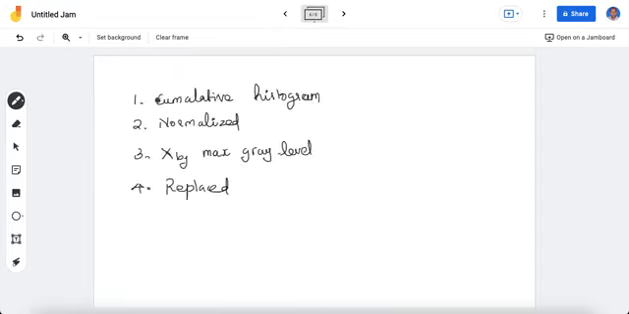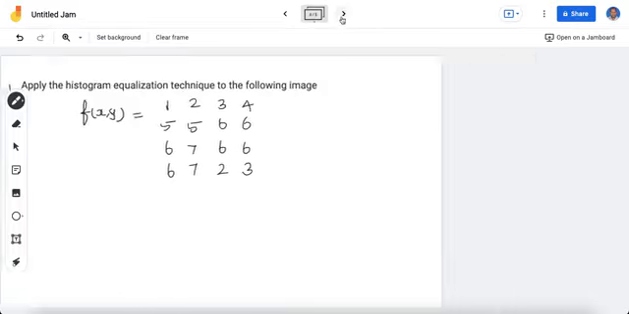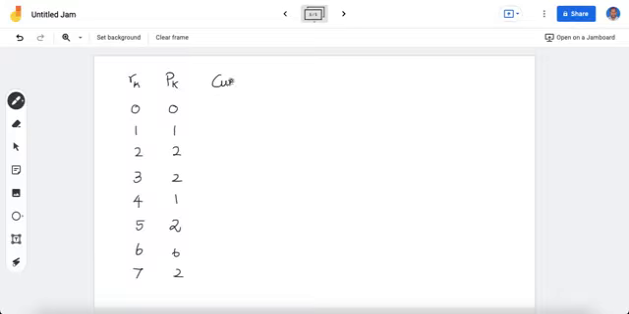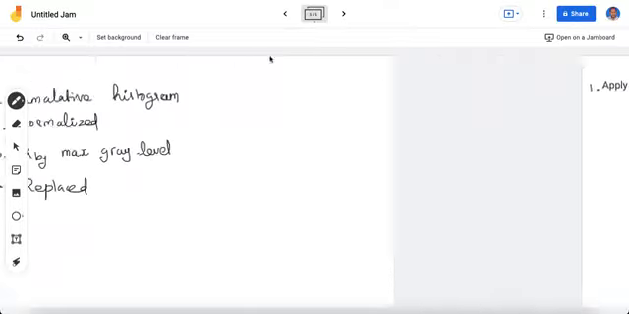After finding this, we have to get the cumulative histogram. So find the cumulative. This is 0. 0 plus 1 is equal to 1. 1 plus 2 is equal to 3. 3 plus 2 is equal to 5. 5 plus 1 is equal to 6. 6 plus 2 is equal to 8. 8 plus 6 is equal to 14. And lastly, 16. This is our cumulative. After getting the cumulative, what do we have to do?